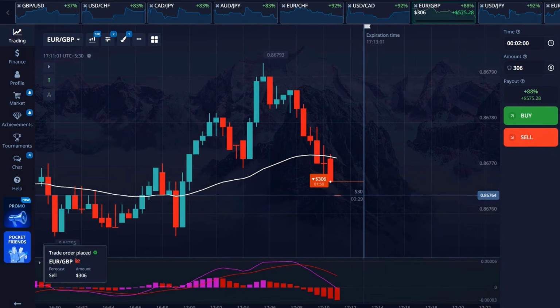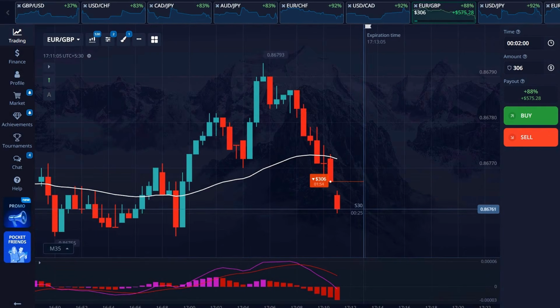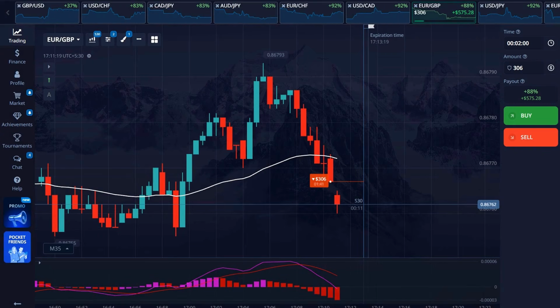Now let's look at this perfect sell setup. You can see the market clearly losing strength after a short pullback. Price was already moving below the EMA-50, confirming the downtrend.